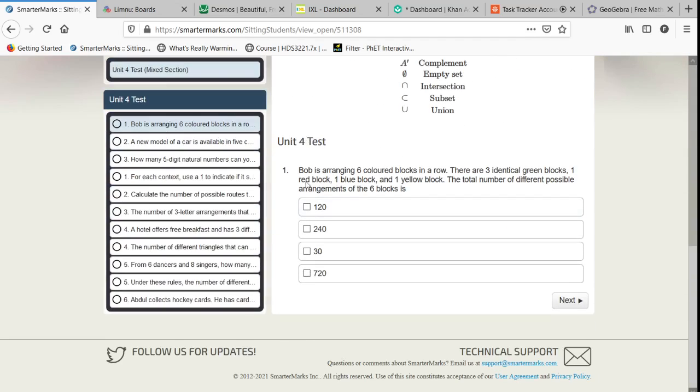All right. So Bob is arranging 6 colored blocks in a row. There are 3 identical green, 1 red, 1 blue, and 1 yellow. The total number of possible arrangements of the 6 blocks is.